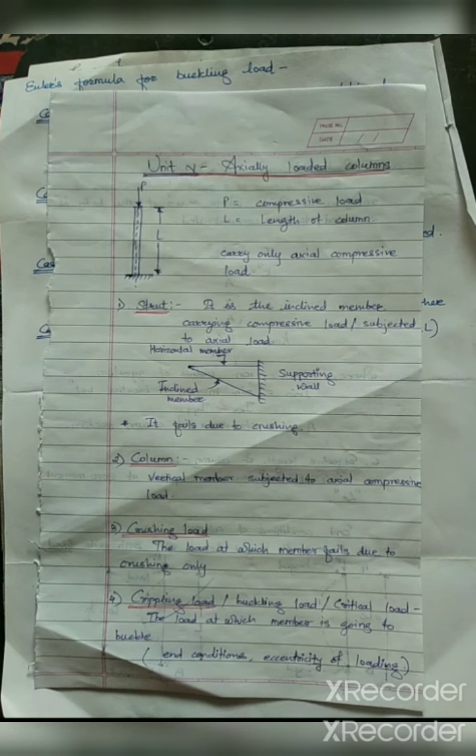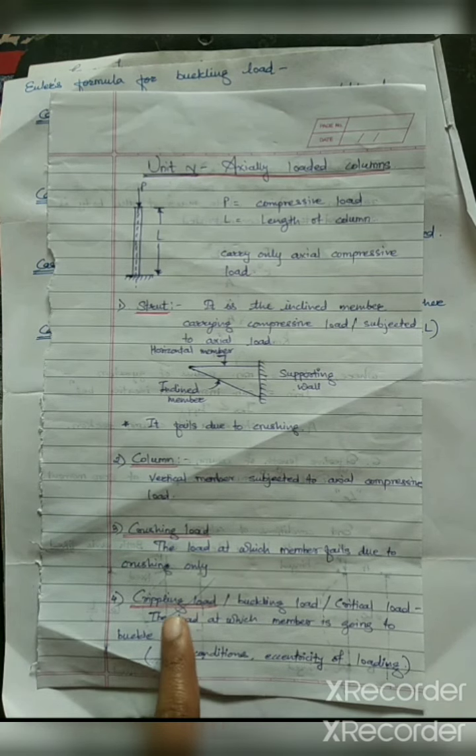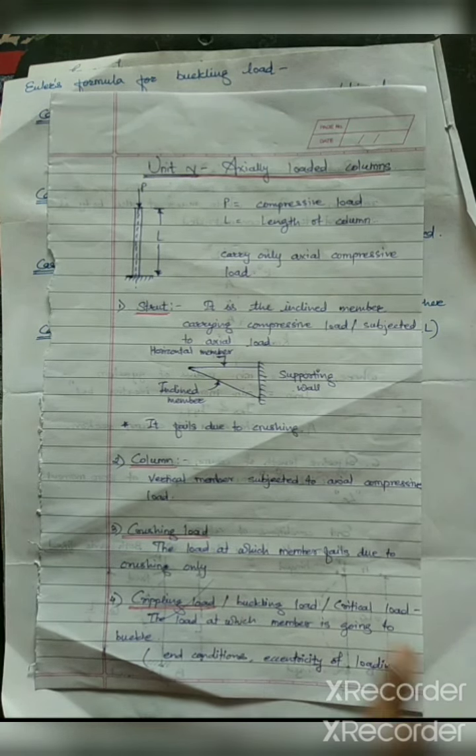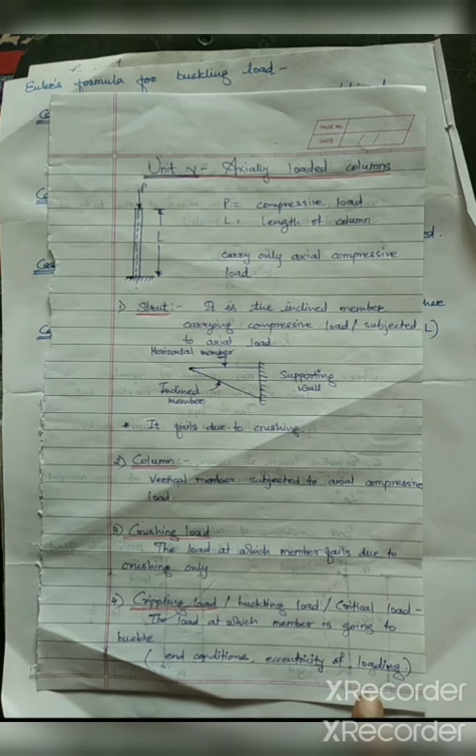What is crippling load? It is also known as buckling load, also known as critical load. It is the load at which the member is going to buckle, that means bend. We call that type of load crippling load, buckling load, or critical load. This crippling of the member depends on the end conditions of the column and the eccentricity of the loading.